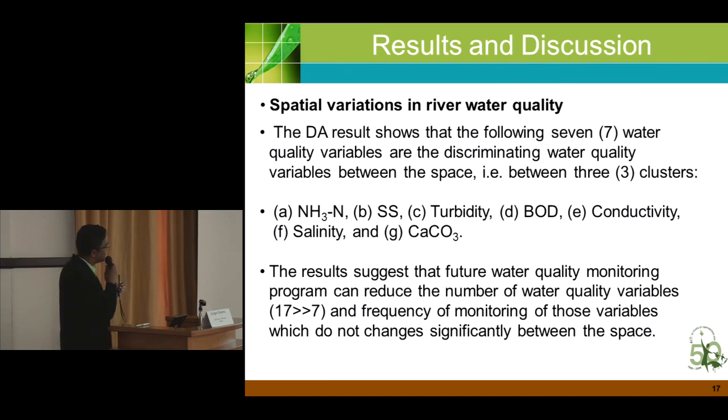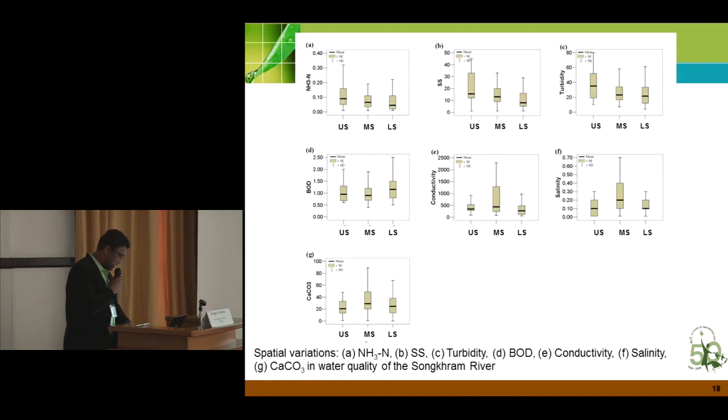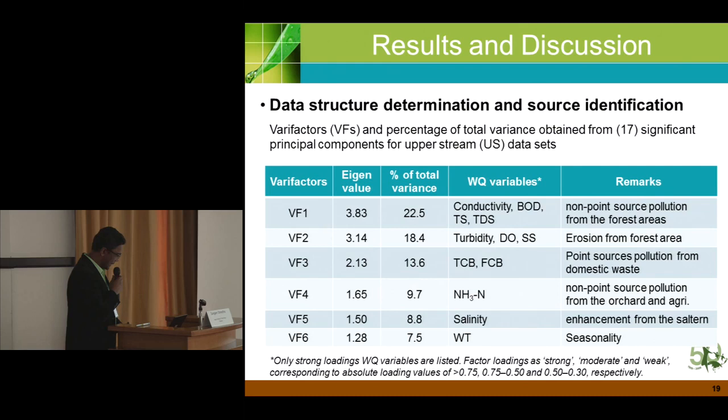And this also has implications for the future water quality monitoring program. For example, there are 3 locations and 17 water quality parameters, but we can reduce the number of water quality variables from 17 to 7. But of course, it depends on the objective of the monitoring program also. So this is again the box plot of the different water quality variables between different locations, which are upstream, middle stream, and lower stream.